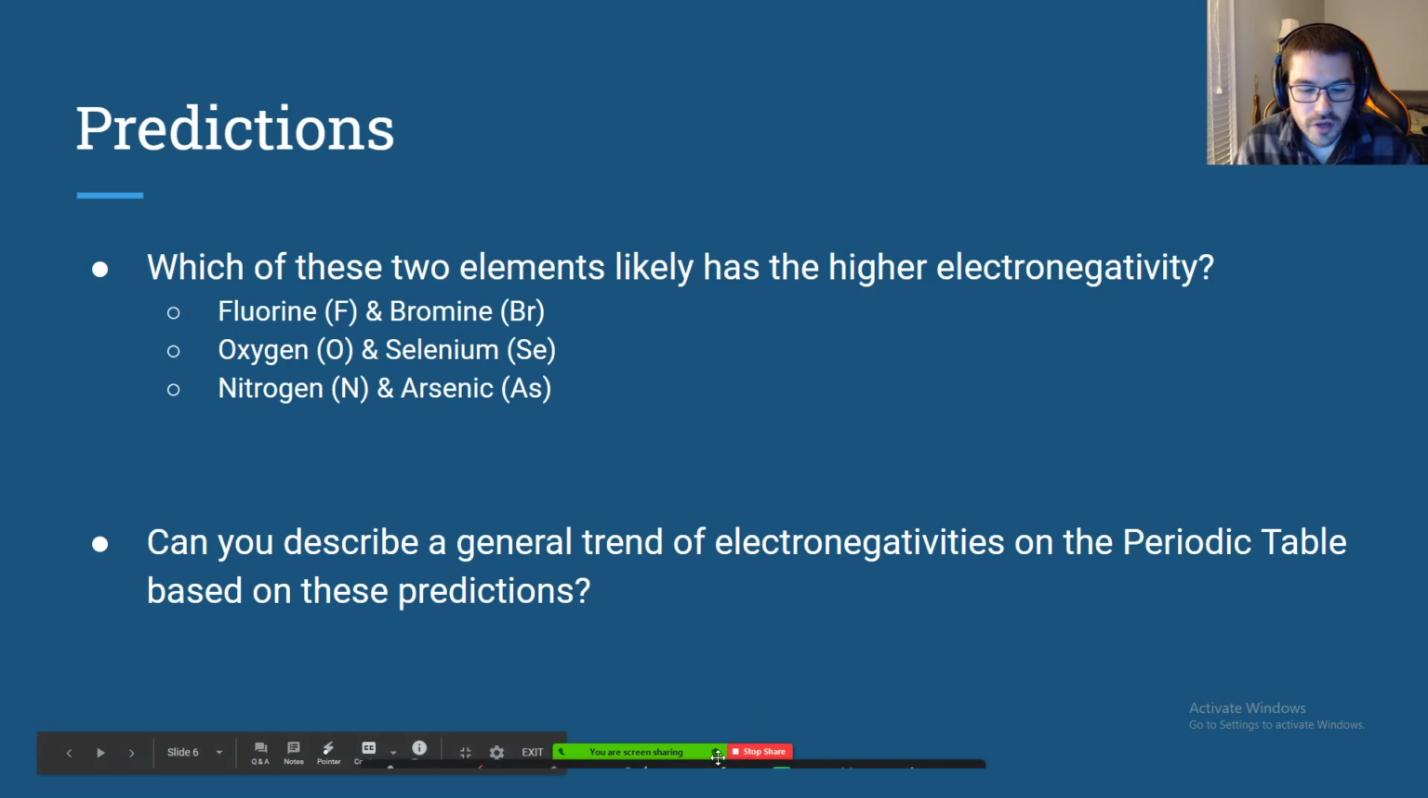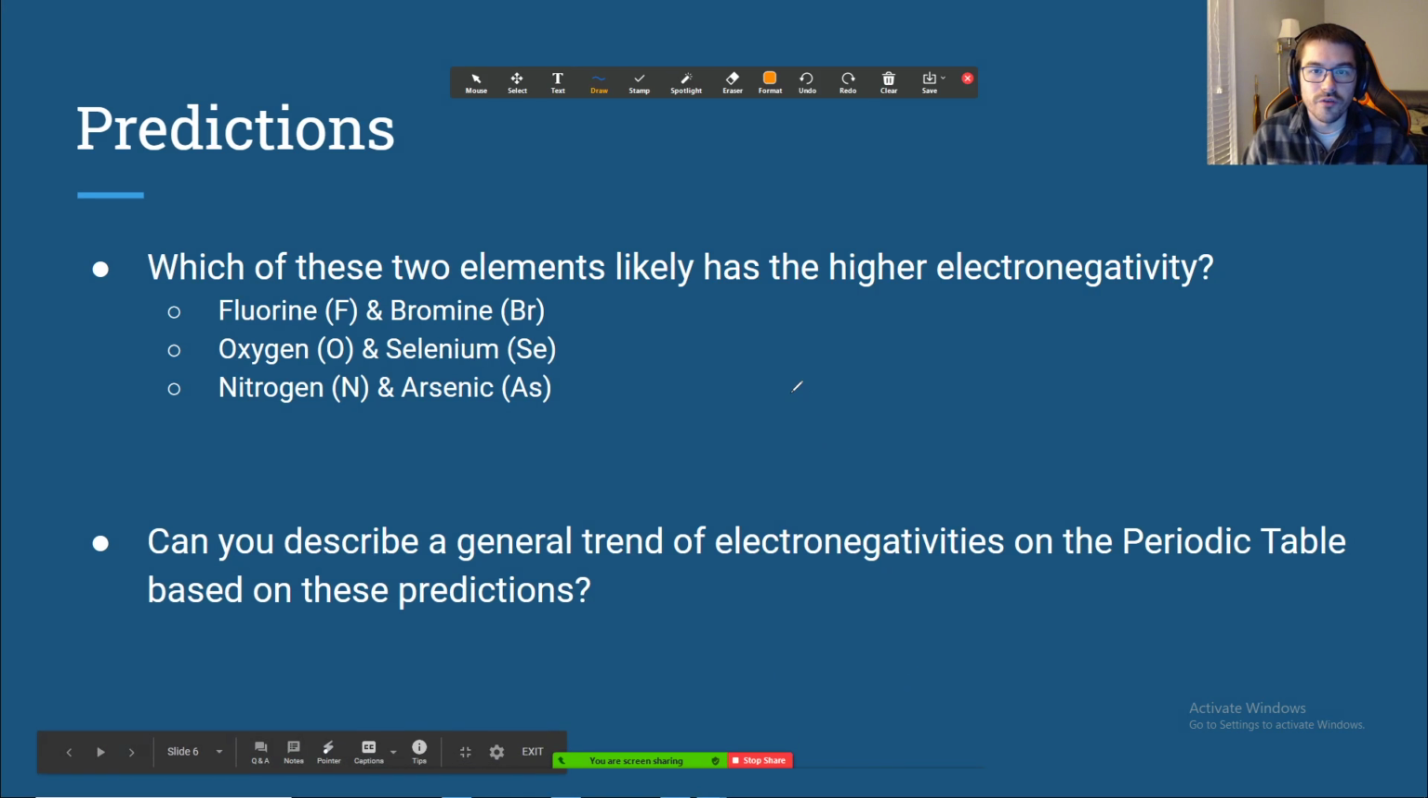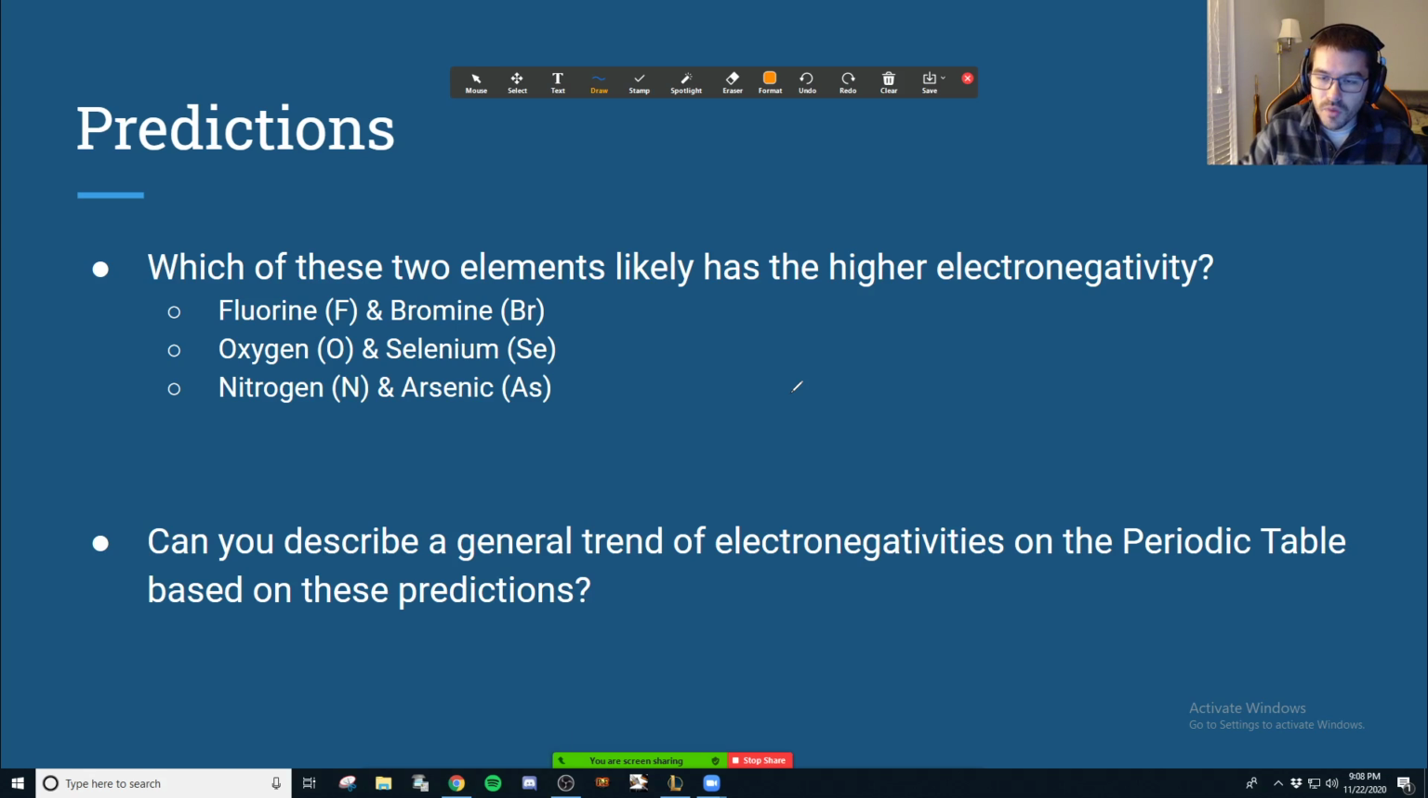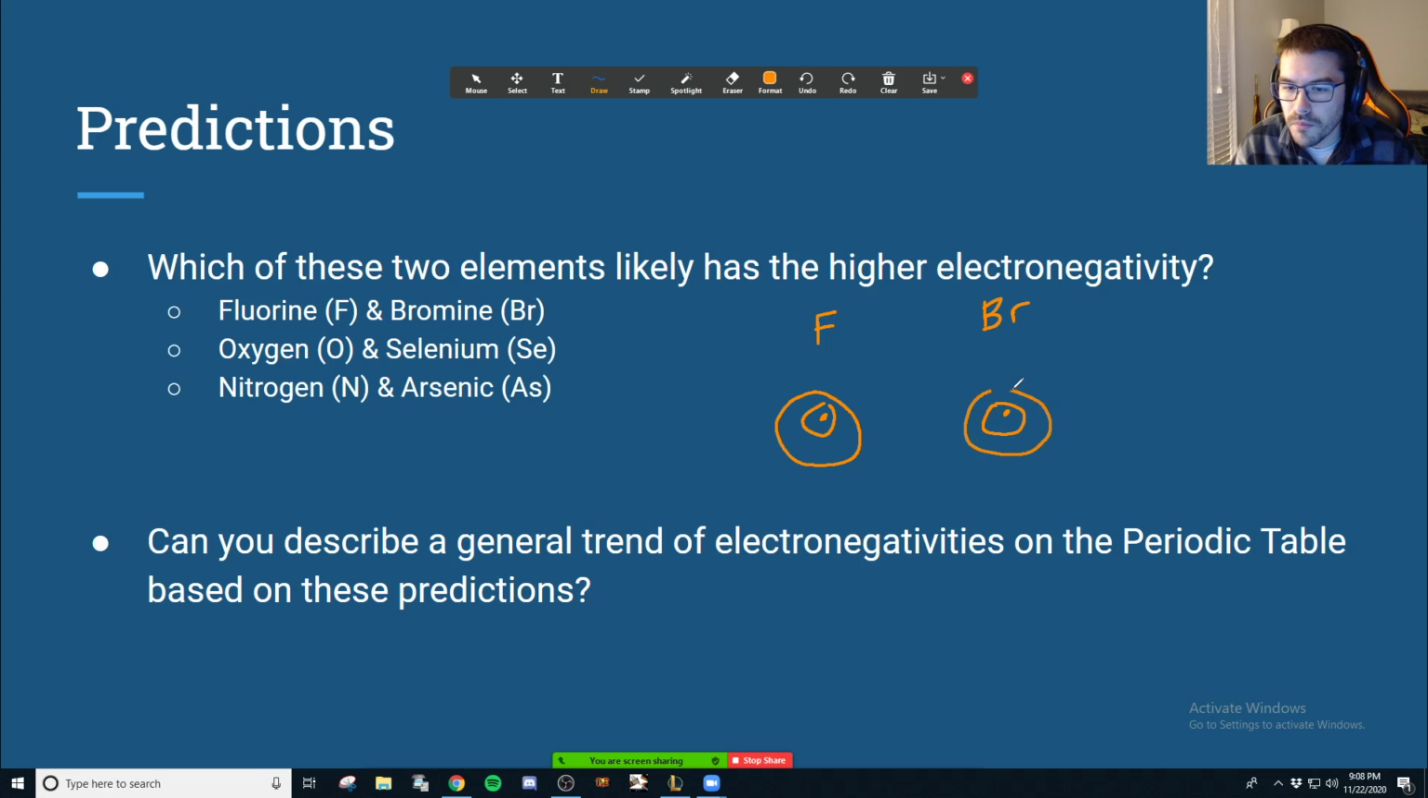Let's look at some examples where you have elements in the same column. Here we've got fluorine and bromine. Once again, I'm going to draw my Bohr models here. Fluorine, relatively small atom. Bromine, much bigger. Now the valence level for fluorine is the second energy level. The valence level for bromine is the fourth energy level. These are in the same column.